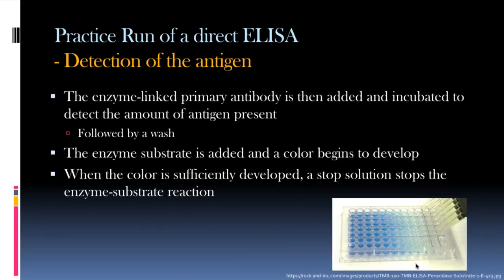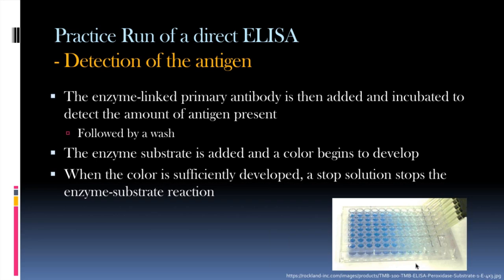So the next step then is detection, and this is where your enzyme-linked antibody is added. And so in a direct ELISA, again, the primary antibody is enzyme-linked. So when it is added and incubated with the antigen, it's able to bind to the antigen and then give off a signal after the substrate is added to show how much antigen is present. Again, there is a wash step after the primary antibody is added to make sure that any unbound antibody is removed so that you don't have signal amplification given off from antibodies that are not bound to any antigen.